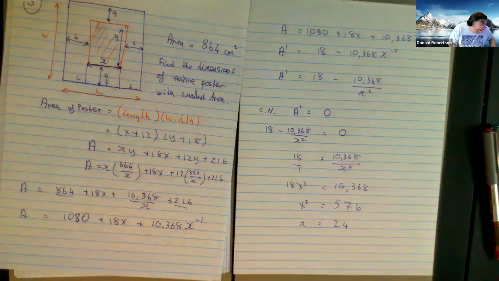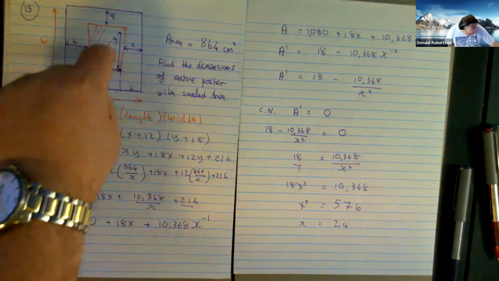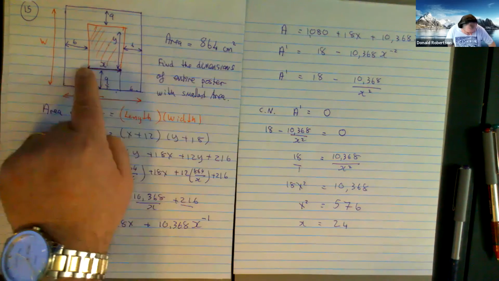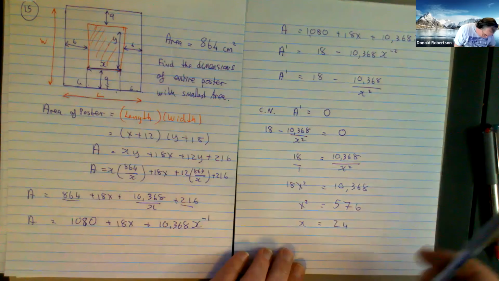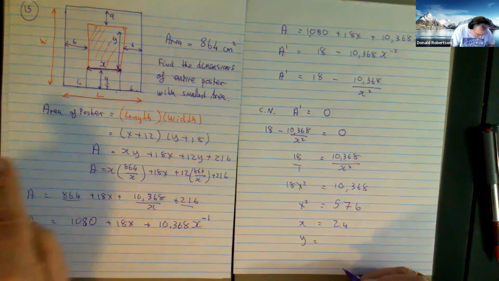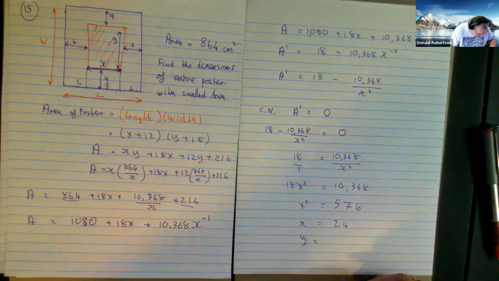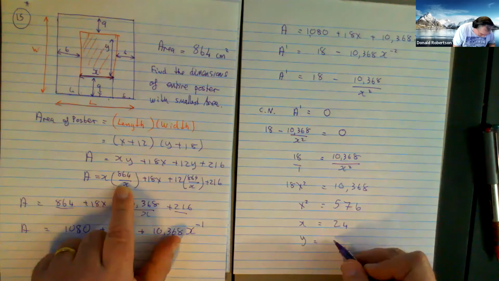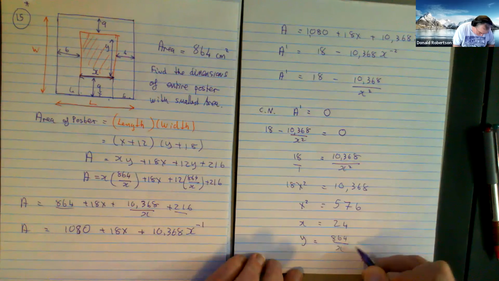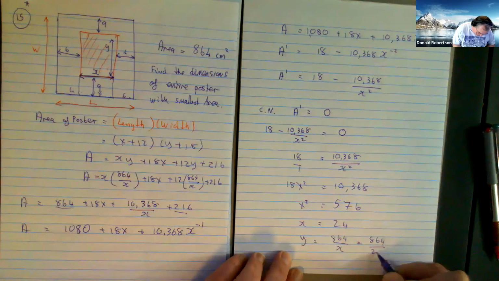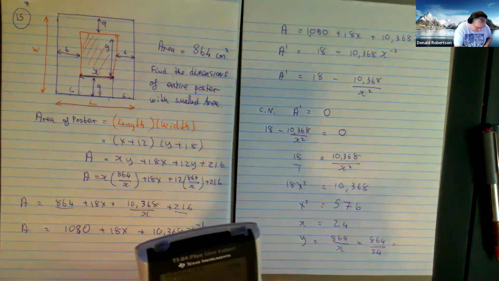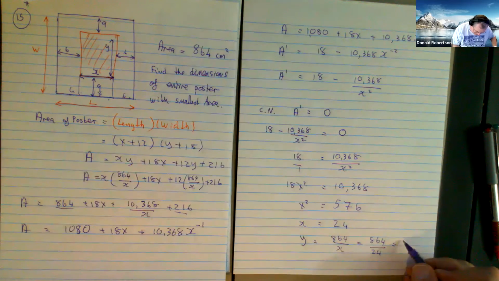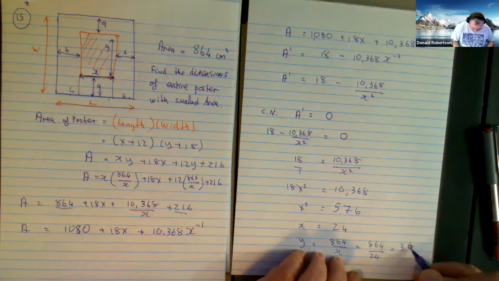So if you want to build a big poster with a picture in the middle whose area must be 864, then you will make X this distance 24. And won't you make Y? Y is going to be, I've written it down somewhere. Oh, it's that guy. Y is 864 over X, which is 864 divided by 24, and the answer I get is 36.